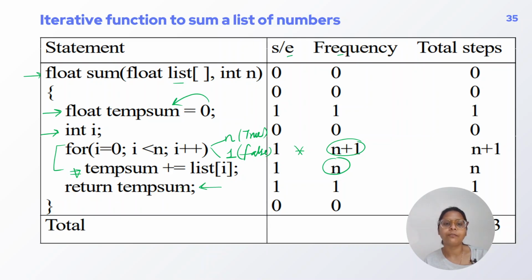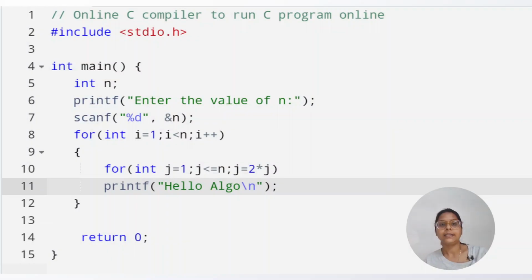You are returning the value of temp sum, which will take 1. So you can just add the total steps. 1 and 1 is here also, which is not visible here. So 1 plus 1 plus 1 is 3 and n plus n will be 2n. You can rewrite this as order of magnitude n. These constants can be ignored. So this is how you can check for the frequency and total number of steps, which will give you the time complexity of any iterative function. Okay, let's see for another one.